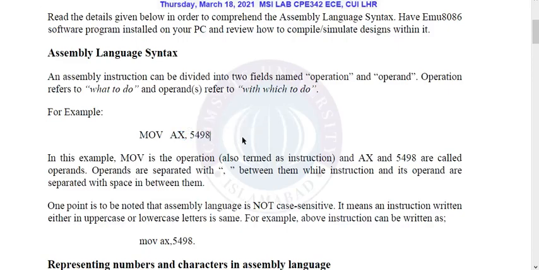If there is a command which has only one operand, then whether the operand is a source or destination depends upon the nature of the command. And if there is no operand, then there is no consideration of source or destination. And if you have two operands, then the first one will be your destination and the second one will be your source.